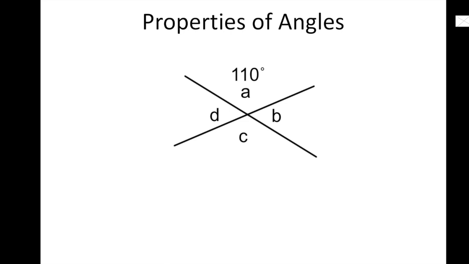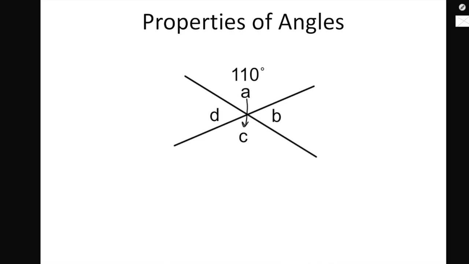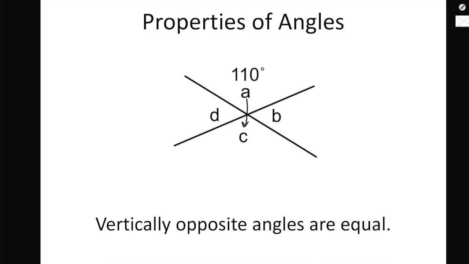Okay, let's review here real quick by finding an unknown angle. I have angle A labeled here. Angle A is 110 degrees. If I know angle A, I can also identify another angle here. If I find the opposite angle, so opposite of angle A, and these are two straight lines, opposite angle A is angle C. So if angle A is 110 degrees and vertically opposite angles are equal, that is a property of angles, angle C is also 110 degrees.